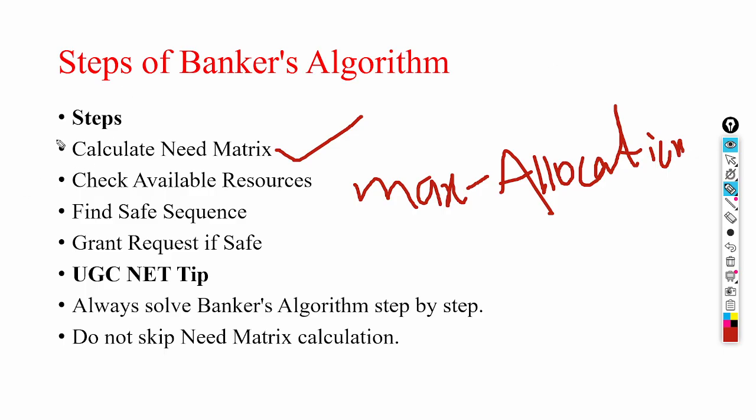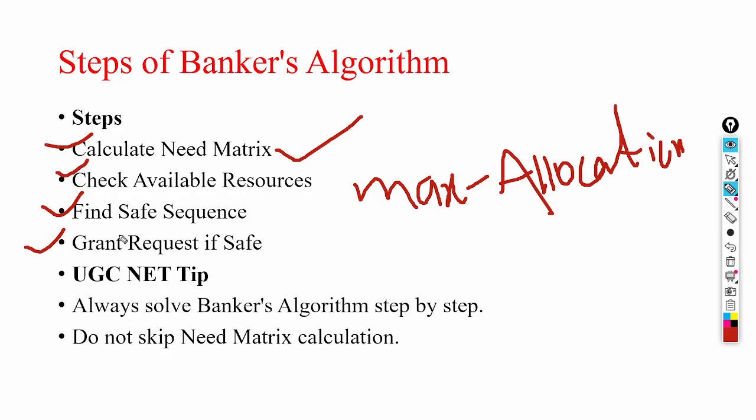Step 2, what is step 2? We are checking the available resources. The operating system verifies whether enough resources are available or not. What is step 3? We are finding the safe sequence. Safe sequence means the system tries to identify a process that can complete execution using the available resources.